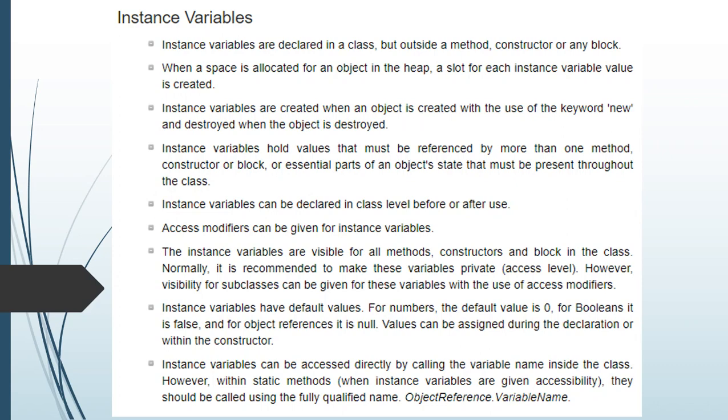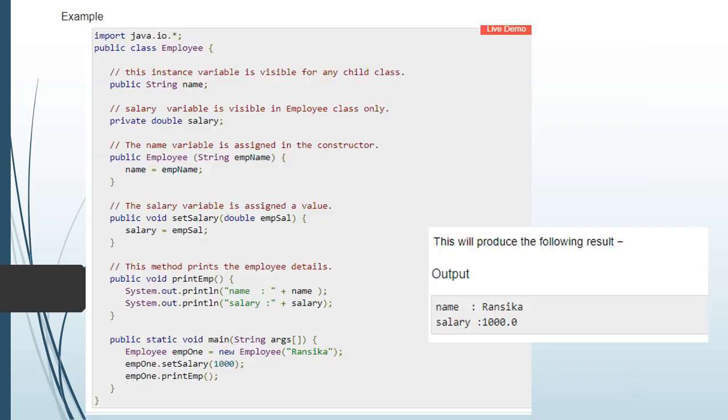Instance variables have default values. For numbers, the default value is 0, for booleans it is false, and for object references, it is null. Values can be assigned during the declaration or within the constructor. Instance variables can be accessed directly by calling the variable name inside the class. However, within static methods, when instance variables are given accessibility, they should be called using the fully qualified name. Object reference.variable name. Here is the example below followed by the result.